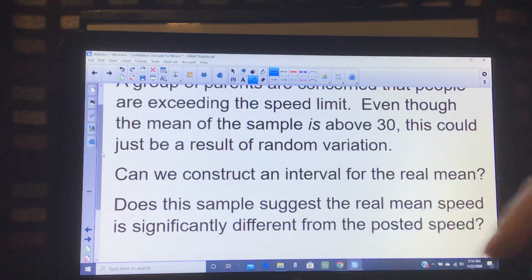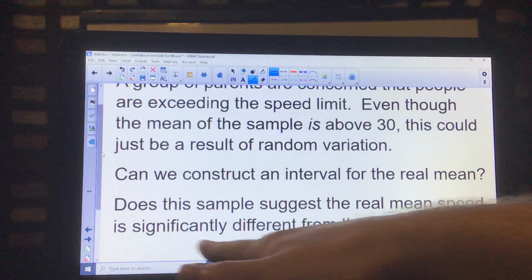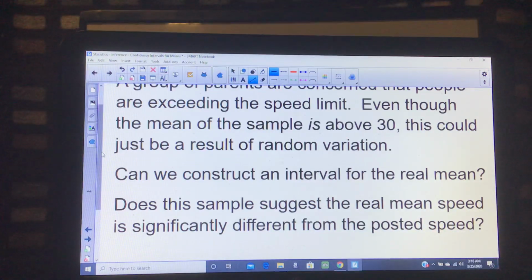And we want to then make an interpretation. Once we get this interval, does it suggest that this sample is indicative of the greater population speeding? Does this suggest the real mean speed is significantly different from the posted speed? All right, so the posted speed's 30. We have them at 31.04. Is it possible this 31 is consistent with the fact the greater population is doing the speed limit? Or is this sample of speeding an example that the group is actually speeding? All right, so that's what we want to answer.